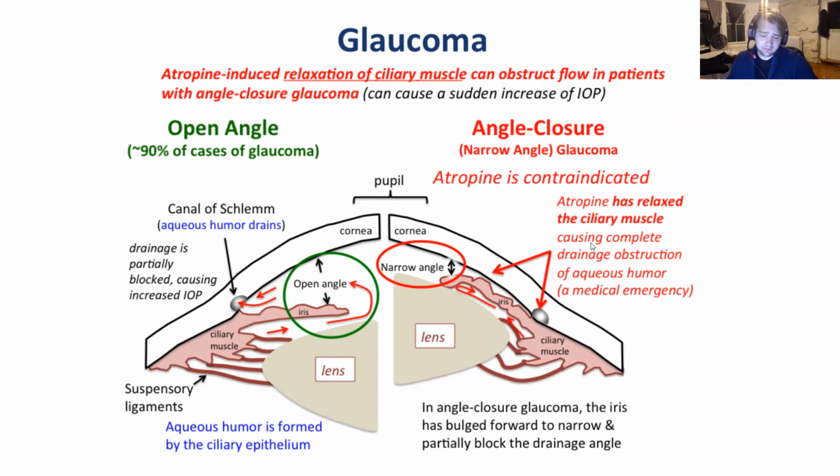Narrow angle, I believe, is a medical emergency, and you have to go into surgery in order to clear the obstruction. So we're not going to have any drugs to treat narrow angle glaucoma. Any questions about glaucoma? Because it is a really, really big topic.